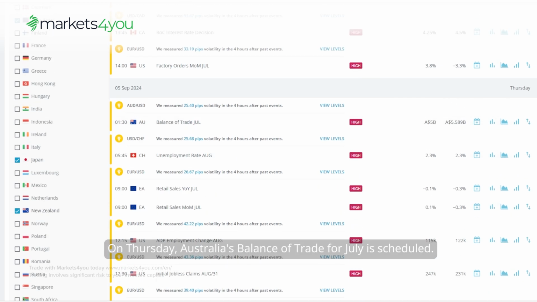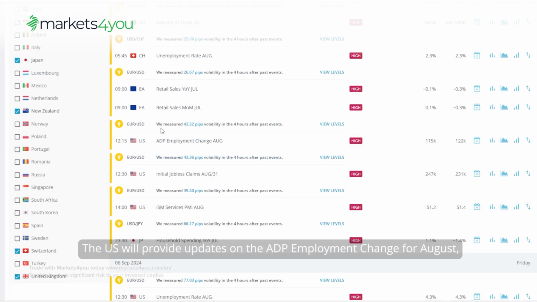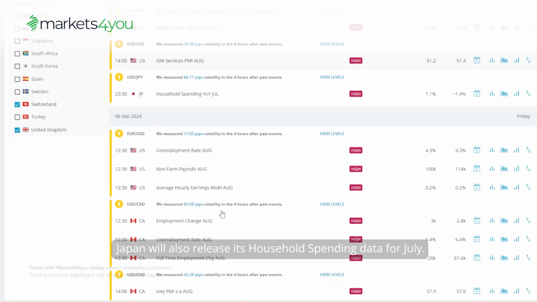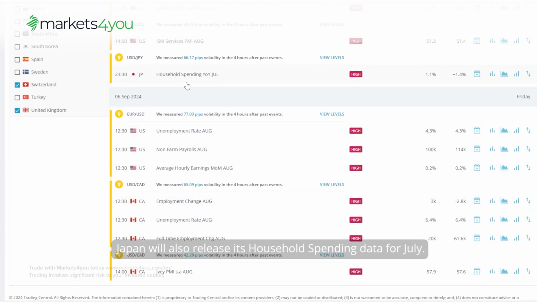On Thursday, Australia's balance of trade for July is scheduled. For Switzerland, the unemployment rate for August will be released. In the Euro area, retail sales figures for July will come out. The US will provide updates on the ADP employment change for August, initial jobless claims, and ISM services PMI for August. Japan will also release its household spending data for July.